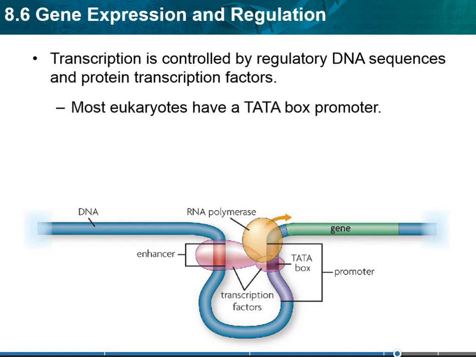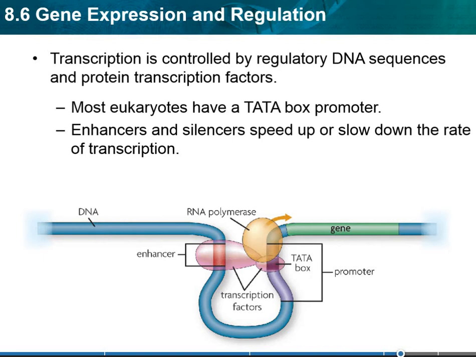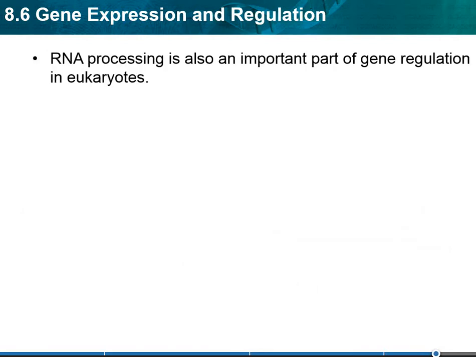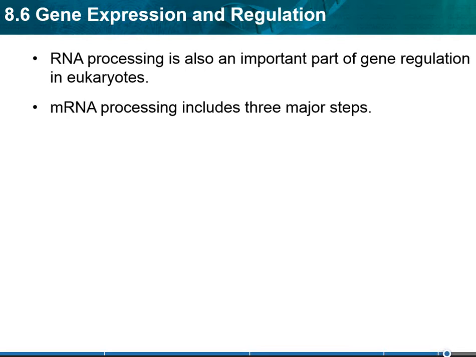Most eukaryotes have the TATA box promoter. Enhancers and silencers speed up or slow down the rate of transcription. Each gene has a unique combination of regulatory sequences for it to be on or off. Like I said, it's a little bit more complex than what the prokaryotes were. RNA processing is also an important part of gene regulation in eukaryotes.